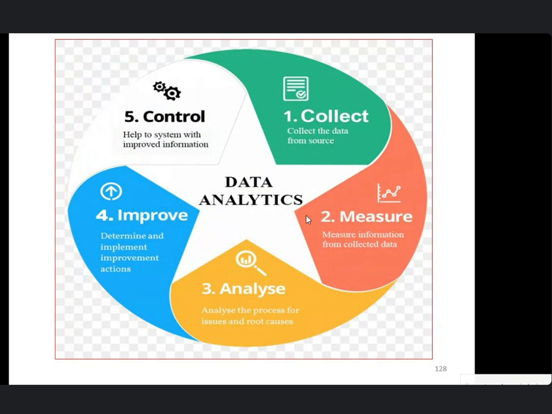Then we are moving to the fact that data analytics consists of five steps. We collect the data from various sources and measure information from the collected data. Then we analyze the process for issues and root causes. Then we improve, determining and implementing improvement actions. And finally, we control, helping the system with improved information.